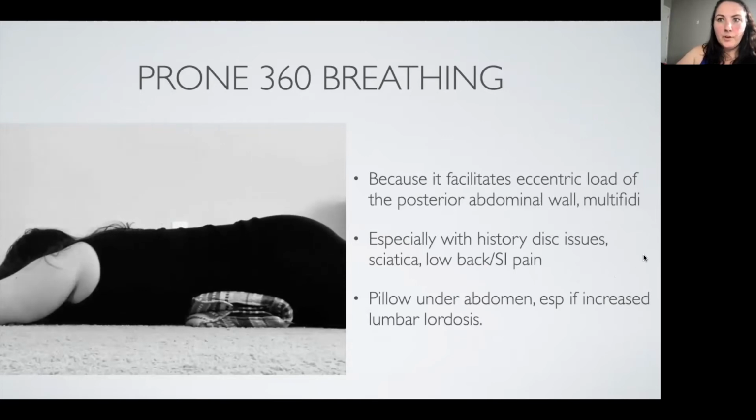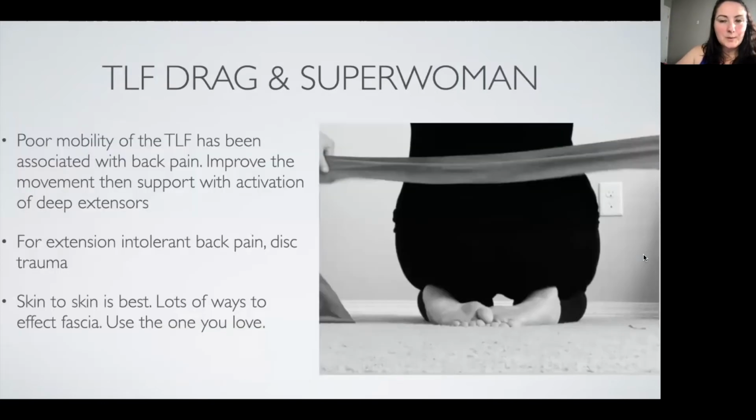Cool. All right, let me go to this next one. This next one addresses the thoracolumbar fascia. So we know that the thoracolumbar fascia needs to be able to glide. It's really important that the thoracolumbar fascia can glide in order to reduce symptoms of low back pain.